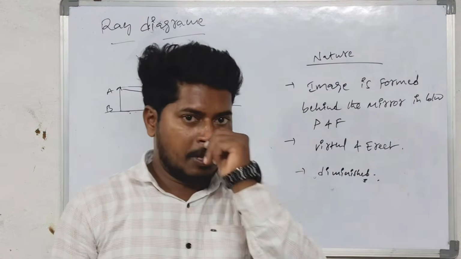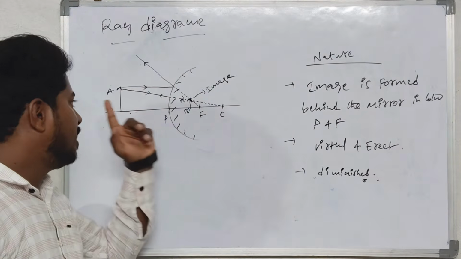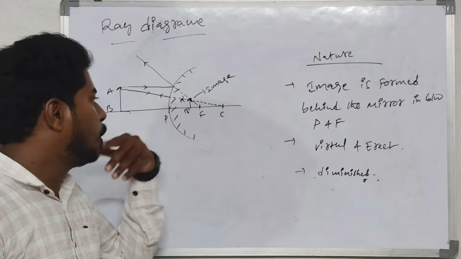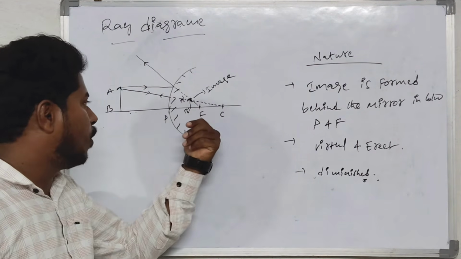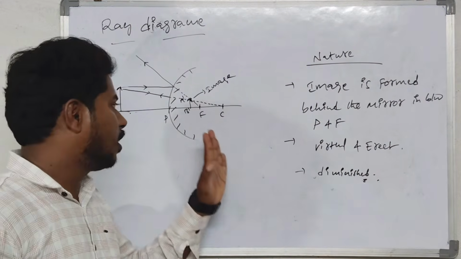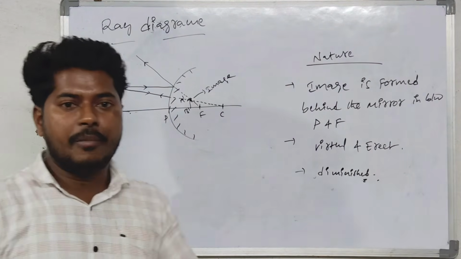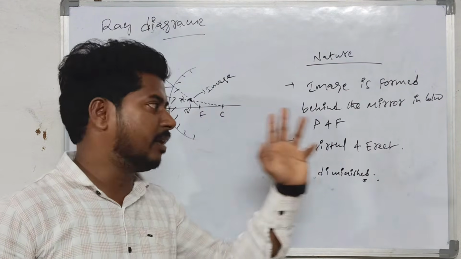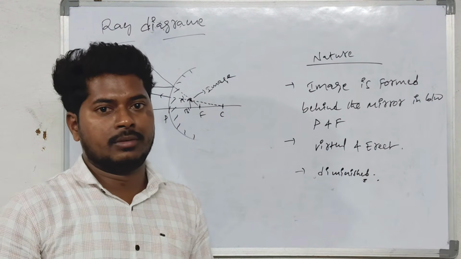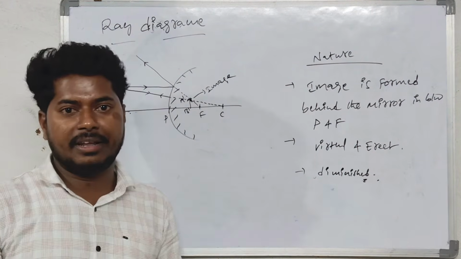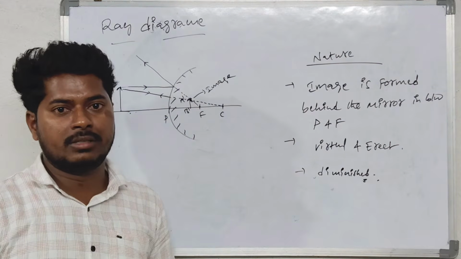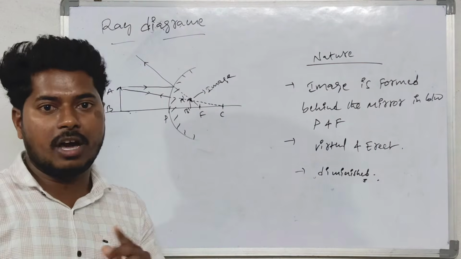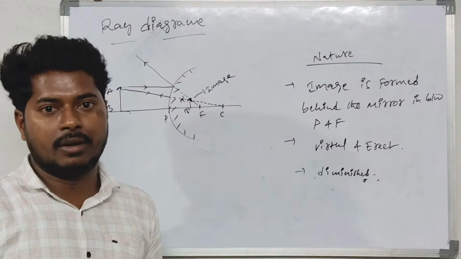So finally, when the object is placed anywhere in front of the convex mirror, your image is always going to be formed in between pole and focus, behind the mirror. A concave mirror can form real and virtual images, depending on the position of the object from the mirror. So concave and convex mirrors can form virtual images. We will see a comparison of virtual images formed by concave and convex mirrors.